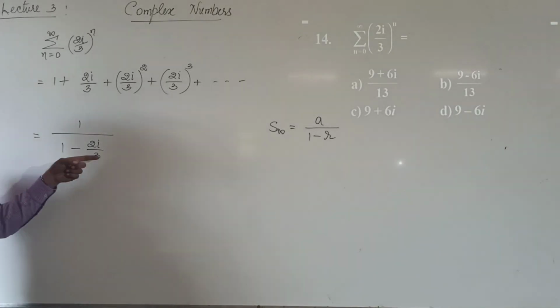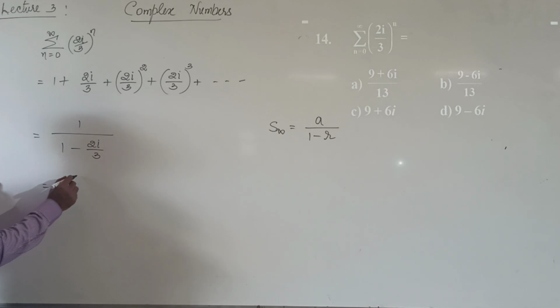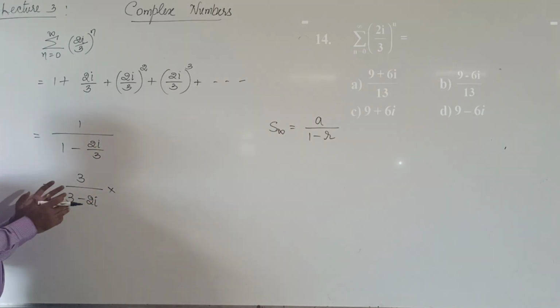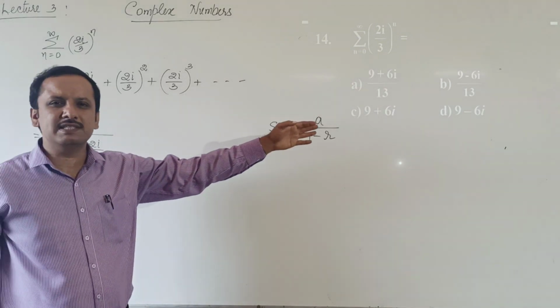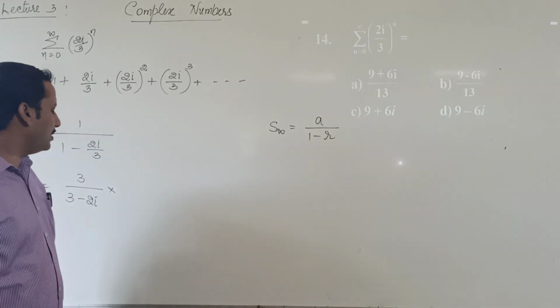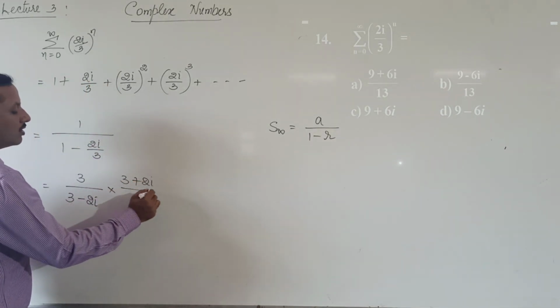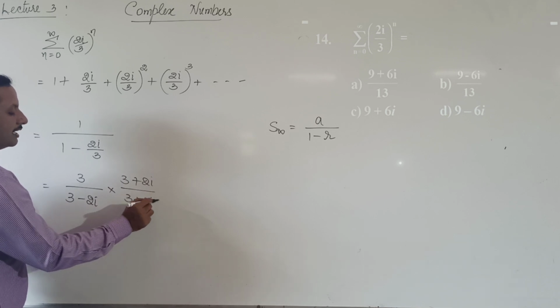Okay. Let us simplify this because this option is not available there. Let me take LCM, 3 is the LCM, then that 3 will come up to the numerator. It will become 3 divided by 3 minus 2i. Further we will simplify it. We want it in the form a plus ib. As you can see, all the options are in the form a plus ib. So for that I will multiply and divide by the conjugate of the denominator.